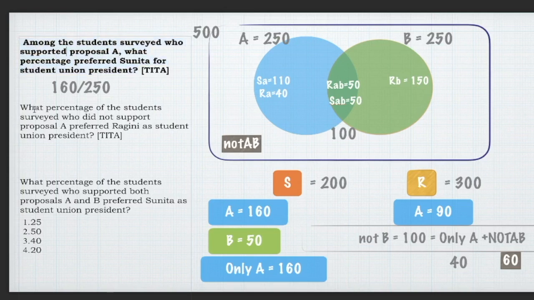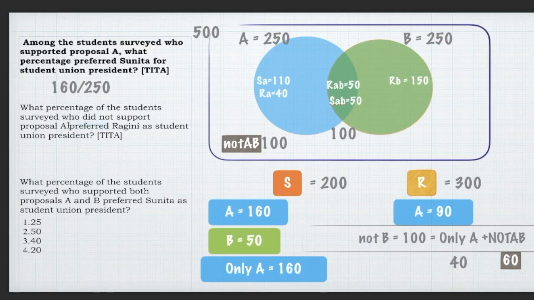Question number 2, what percentage of the students surveyed who did not support proposal A preferred Ragini as student union president? Once again, 250 people did support proposal A, that means the remaining 250 did not. And if you want an even more detailed breakdown, this is equal to 100 and this is equal to 150. These are the people who did not support A, so that number is 250 again.